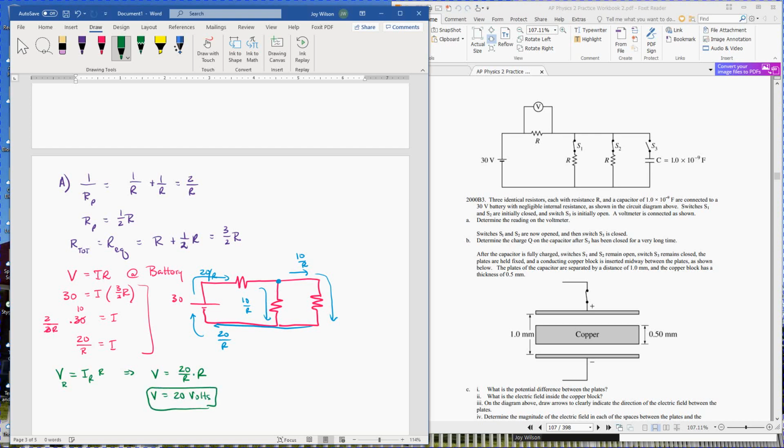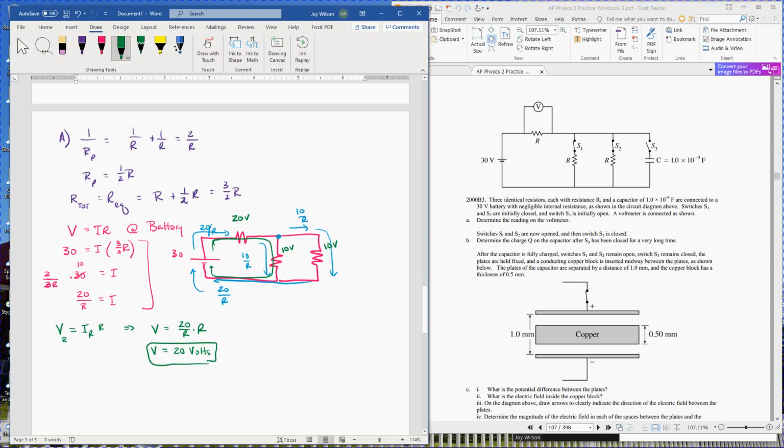And now I know everything else I need to know about my circuit. This guy uses 20 volts. These 2 guys then will split, and we'll get 10 volts used here and 10 volts used here, so that when I take a loop all the way around, I've used up all my voltage. 20 at the first one, 10 at the second one, back around to the top. Okay, so that's the reading on the voltmeter.